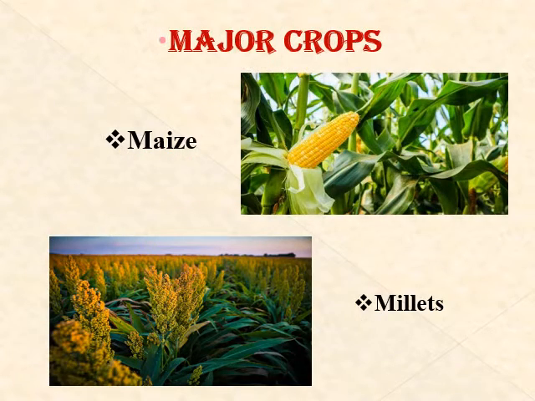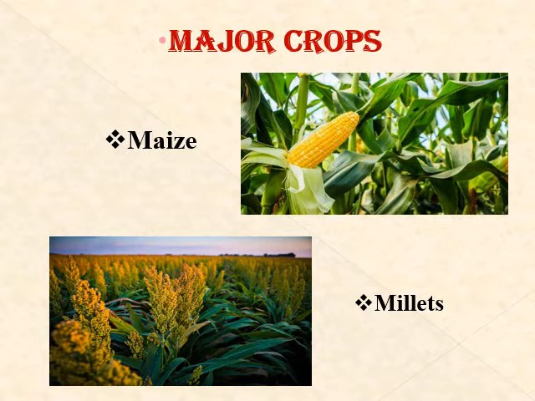Next one, maize. Maize generally grows well in areas of well-drained alluvial soil. Students, it grows well in 21 to 27 degrees Celsius temperature and requires 50 to 100 centimeter rainfall. In India, maize is cultivated in Madhya Pradesh, Andhra Pradesh, Telangana, Karnataka, Rajasthan, and Uttar Pradesh. It is known as Makka in India.